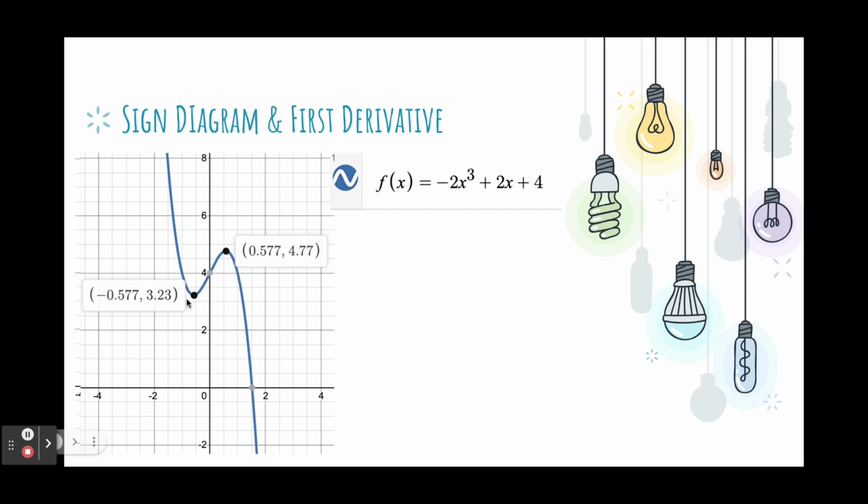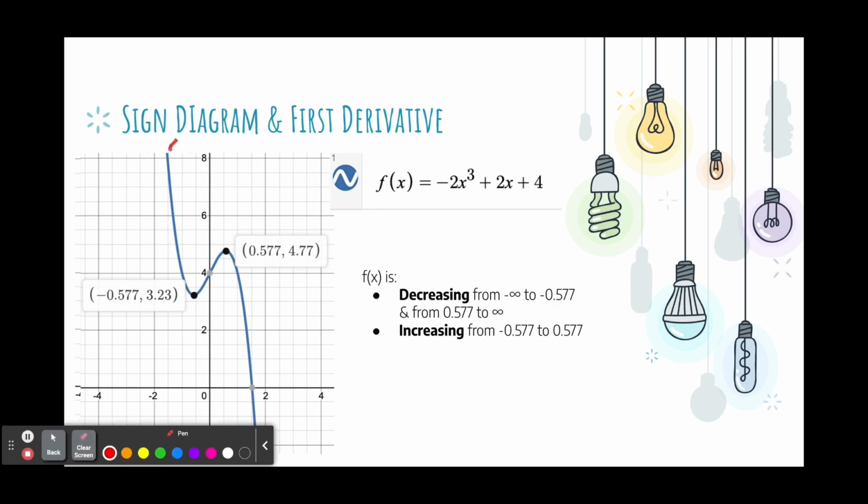Now let's try and understand what is happening to our function and therefore determine what is happening to the derivative. In this situation, looking at the domain, my function is decreasing from negative infinity all the way to negative 0.577. Then from negative 0.577 to 0.577, it's increasing, and then it's decreasing again. So there's two parts in which we're decreasing: all the way here, and then here as well, until infinity.